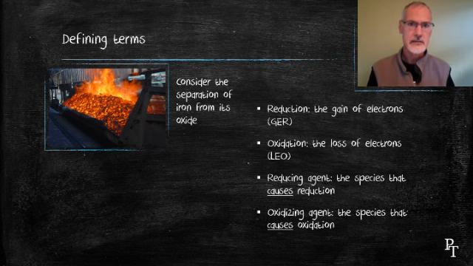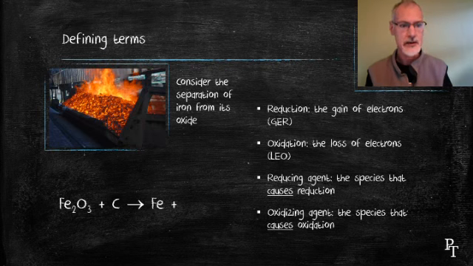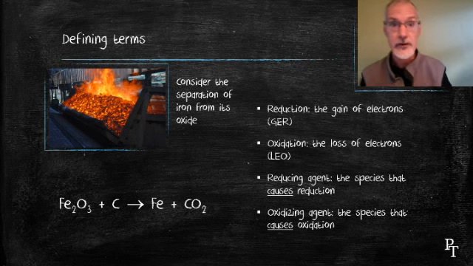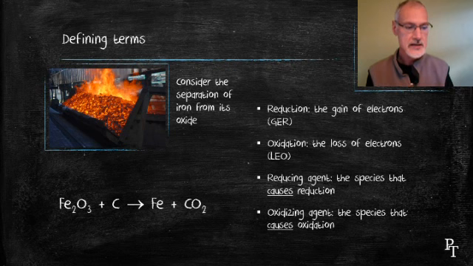To best understand these terms, let's take a look at an example. The separation of iron from iron oxide. The equation representing it is shown below. The idea is to take iron oxide and combine it with carbon, usually in the form of charcoal. That charcoal will scrub away the oxygen, leaving behind iron and producing carbon dioxide.